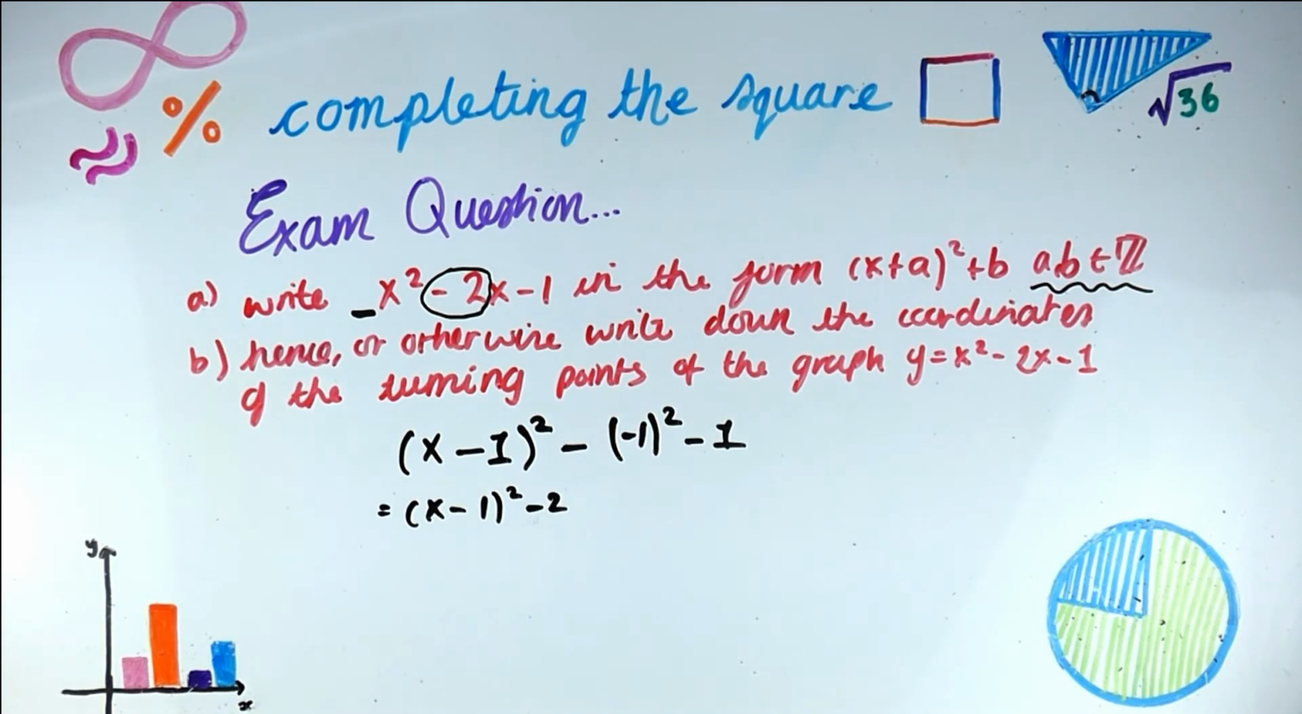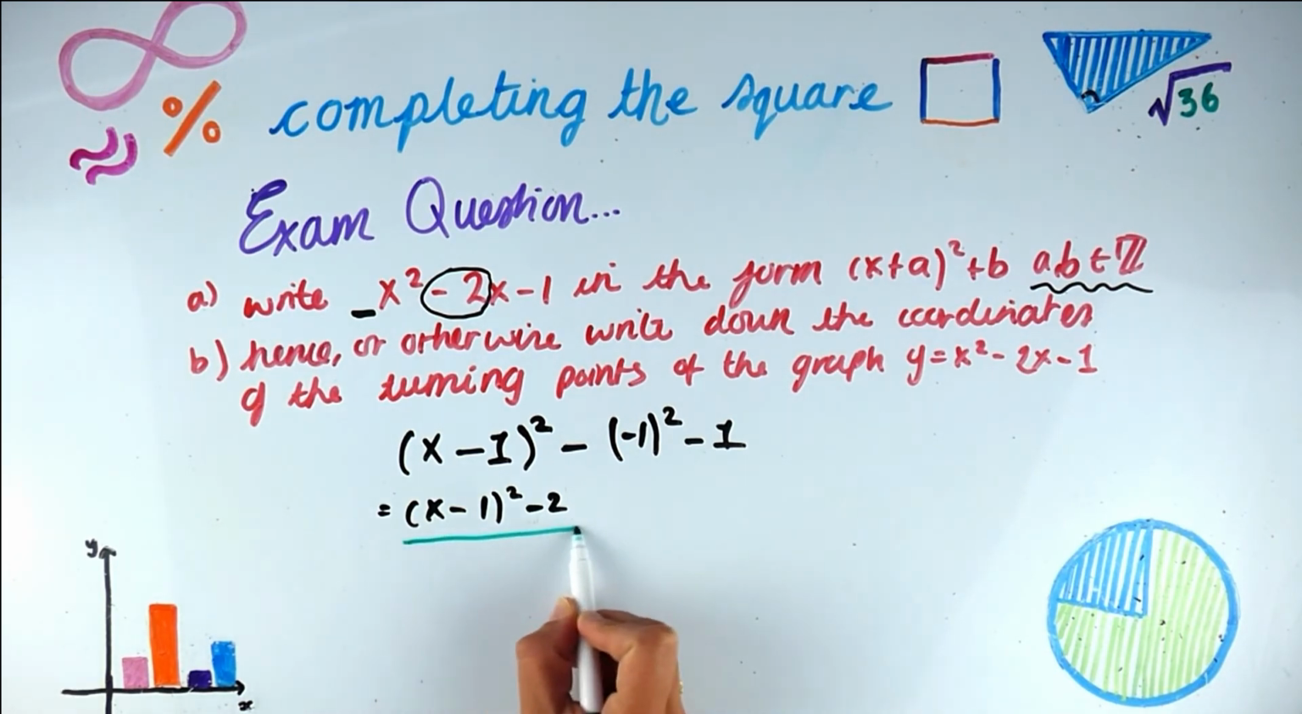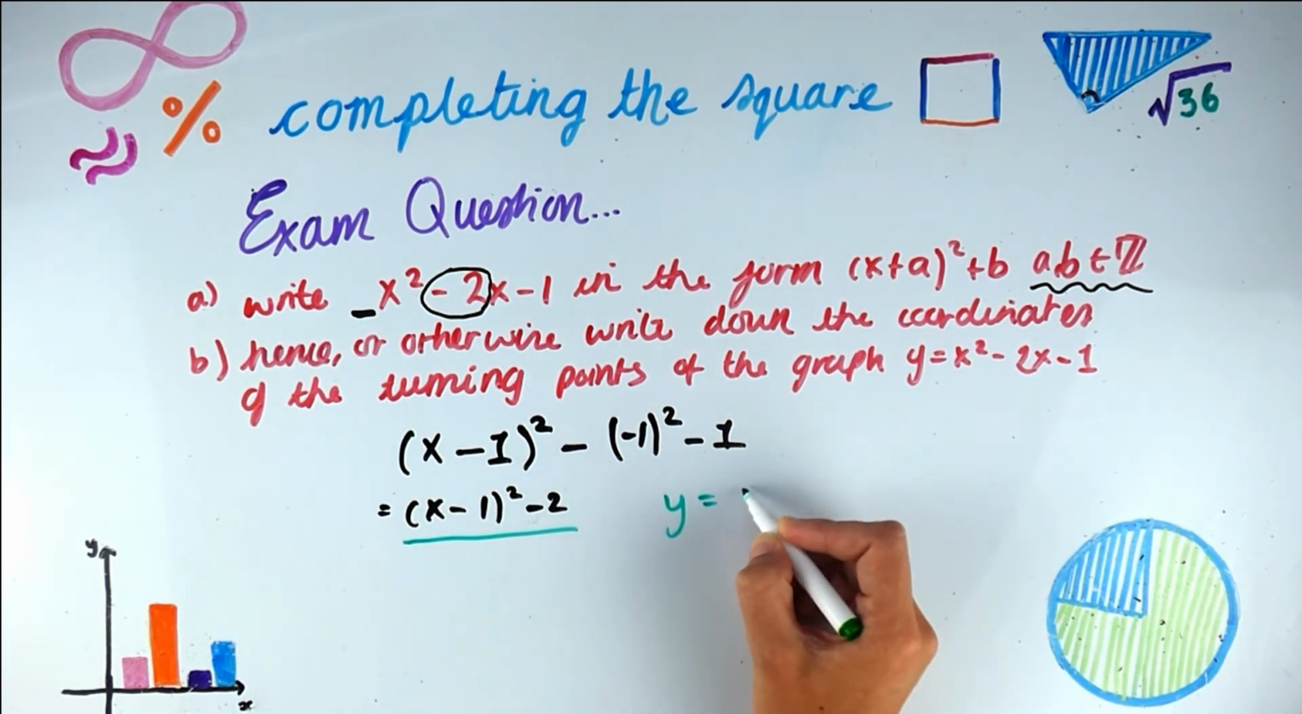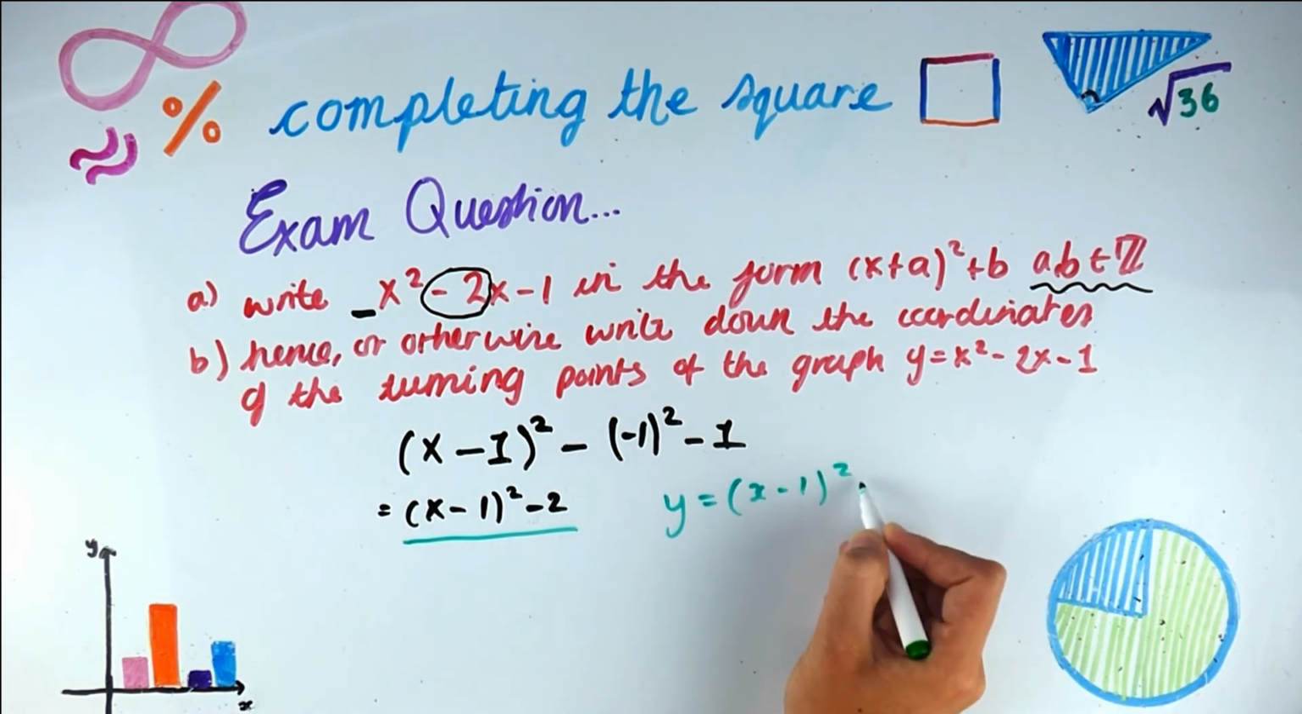Part B: hence or otherwise write down the coordinates of the turning point of the graph y equals x squared minus 2x minus 1. Okay, so we can note that the graph they're asking us to find the turning point of is the same as the square we've just completed. So we're going to take this answer, and we'll just write y equals x minus 1 squared minus 2.